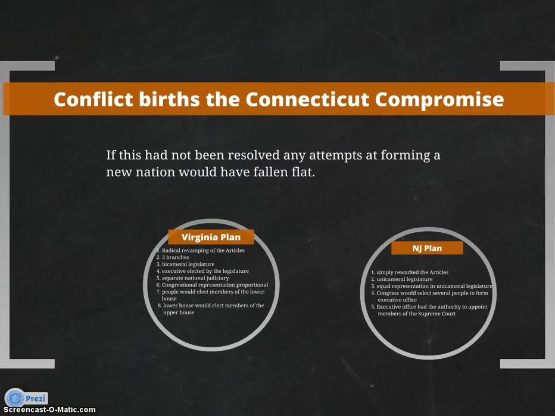So moving on to conflicts, and conflict always births compromise in the situation that is going to be productive. And this conflict births the Connecticut Compromise, which is also known as the Great Compromise. And if this had not been resolved, any attempts at forming a new nation would have fallen flat.